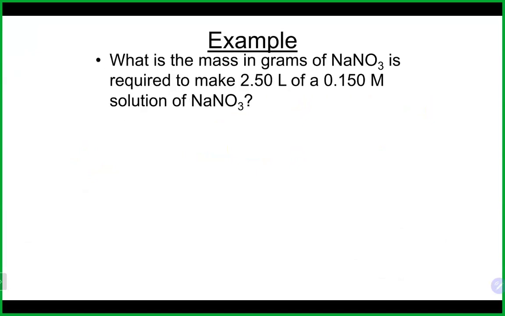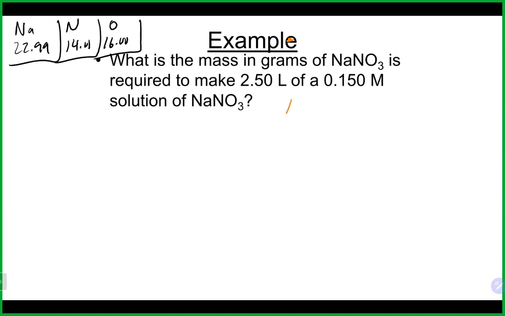All right. Let's try one more here. How many grams of sodium nitrate is required to make a 2.5 liter of a 0.15 molar sodium nitrate solution? Once again, sodium 22.99, nitrogen 14. Sodium nitrate in this case, we obviously have molarity given to us.